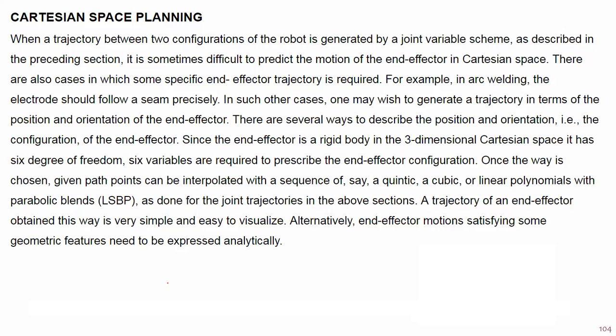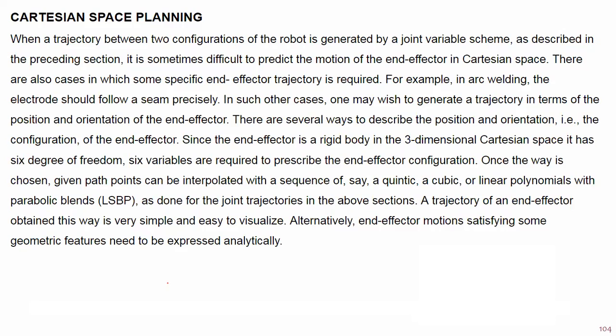In such cases, one may wish to generate a trajectory in terms of the position and orientation of the end effector. There are several ways to describe the position and orientation, that is the configuration of the end effector. Since the end effector is a rigid body in the three-dimensional Cartesian space, it has 6 degrees of freedom. 6 variables are required to prescribe the end effector configuration. Once the way is chosen, given path points can be interpolated with a sequence of, say, quintic, cubic, or linear polynomials with parabolic blends, as done for the joint trajectories in the above sections.